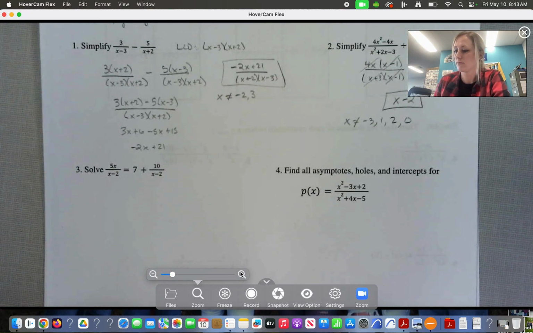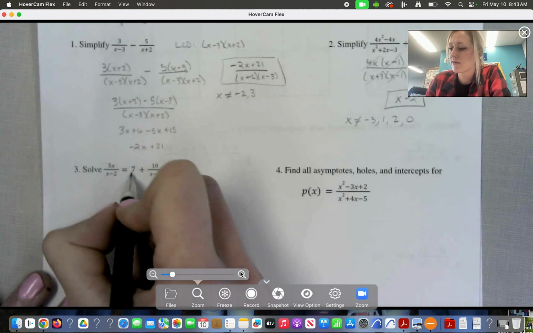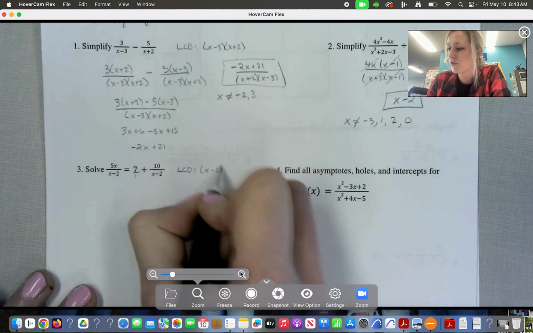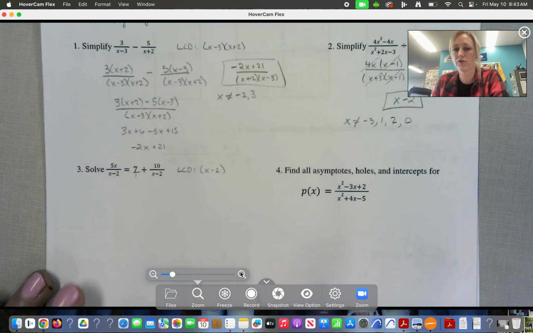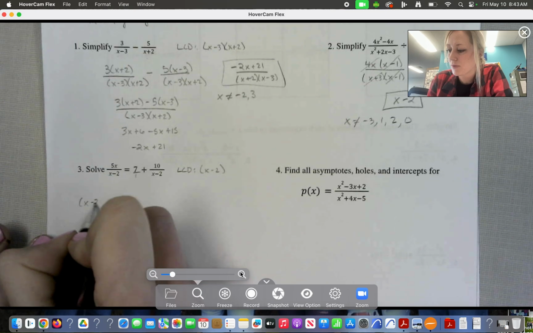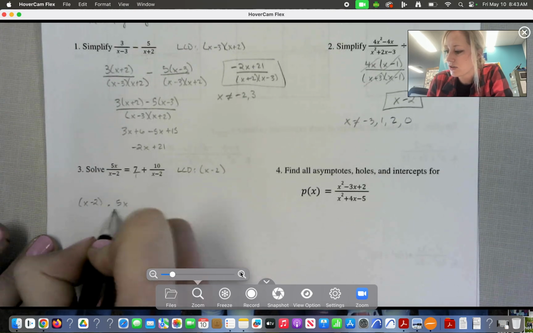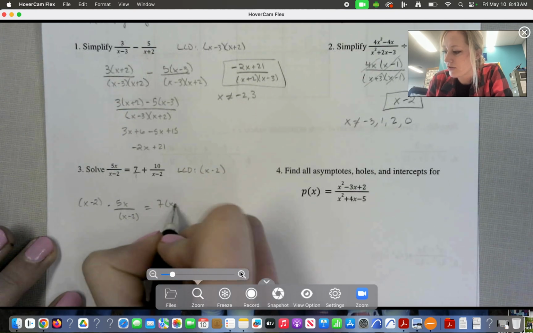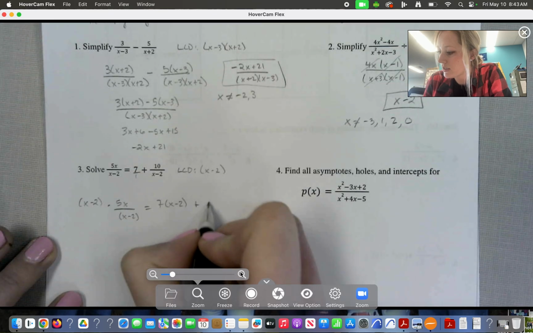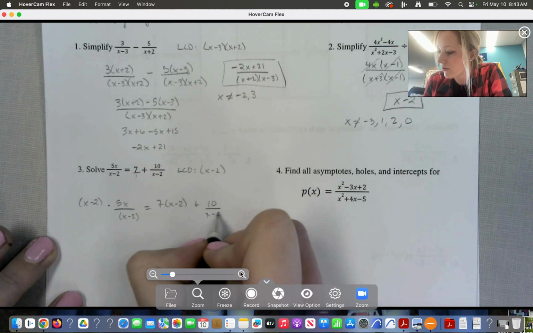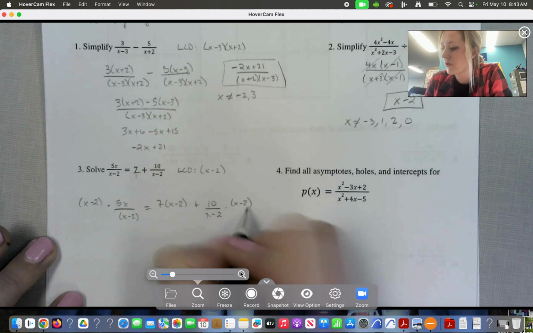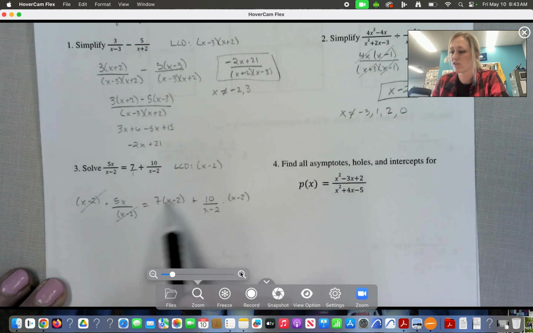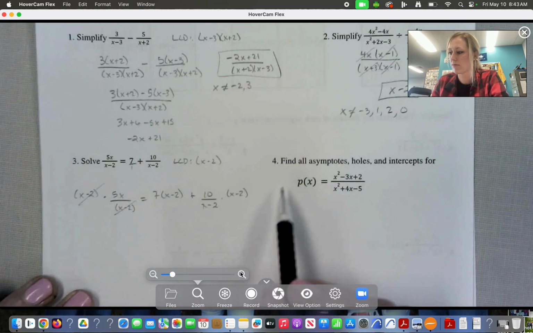Okay, solving. My least common denominator, the 7 is over 1, would just be x minus 2. So I'm going to multiply every single piece by x minus 2. So we get x minus 2 times 5x over x minus 2 equals 7 times x minus 2 plus 10 over x minus 2 times x minus 2. The whole point of multiplying by my least common denominator is that it is going to cancel my fractions. This one doesn't cancel anything because there was no denominator.